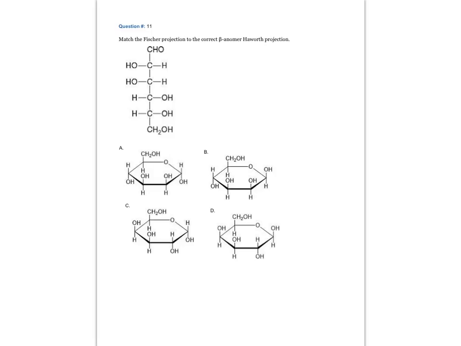Question number 11. Match the Fisher projection to the correct beta anomer Haworth projection. So the question is asking about betas. So we can eliminate the alpha positions. The hydroxyl is down. The hydroxyl is down. So this is alpha, alpha. We can eliminate those here. Up, up. So the carbons that we got to look at, remember, the right is down, the left is up. If you picture rotating this to the right to match.